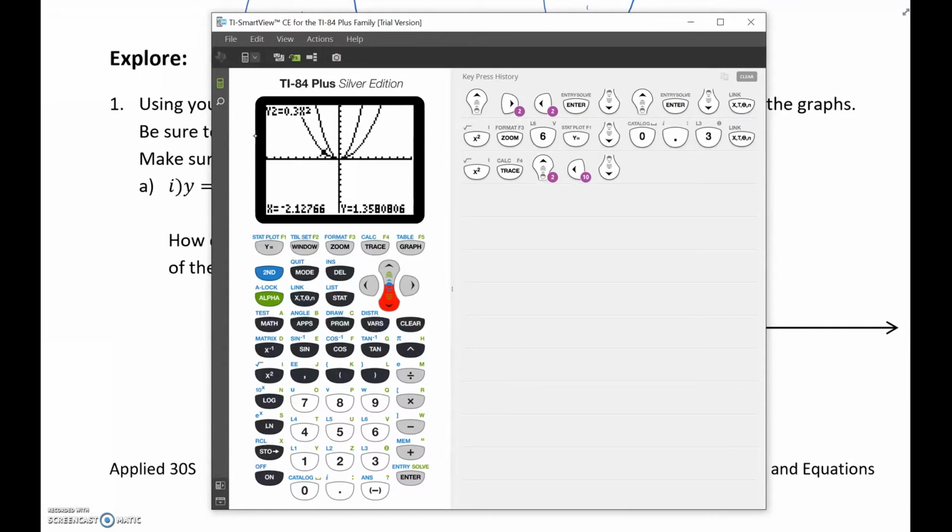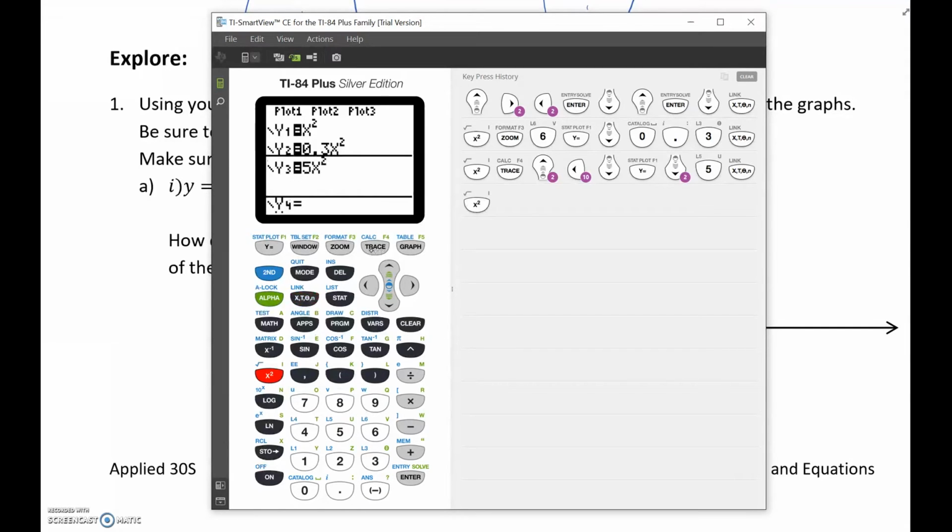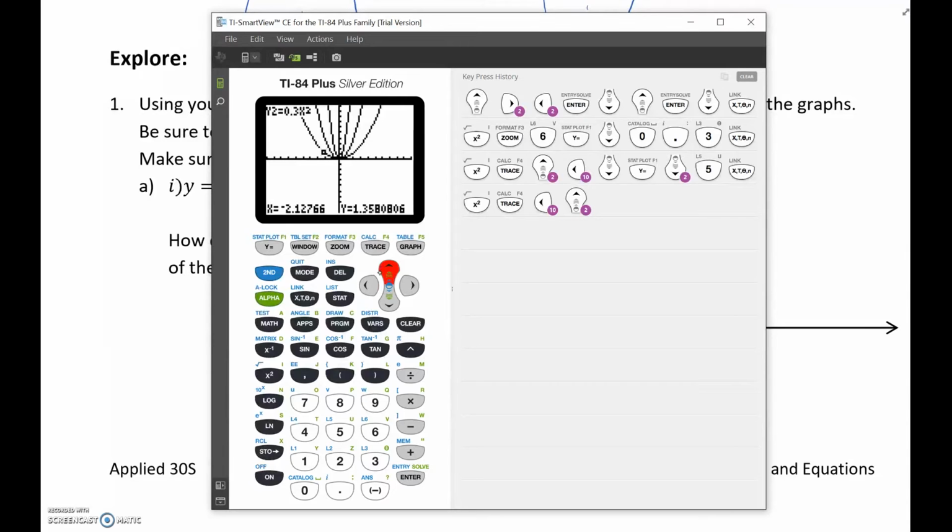So what's going to happen when I put a 5 there instead? You can maybe anticipate the result. If I put 5x squared and hit trace, there, and it is narrower. So again, move the arrow to the side and you can jump between your 3 graphs and compare them. Okay, so let's draw some conclusions there.